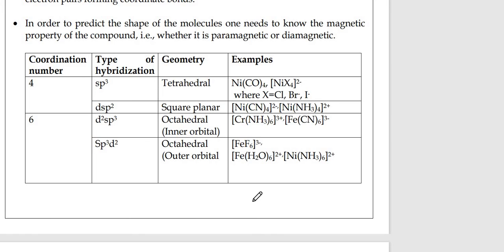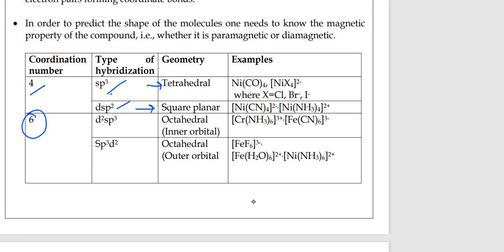Now to start with, you need to know if the coordination number is 4. We have done this in chemical bonding also. Hybridization can be sp3 or it can be dsp2. When it is sp3, the geometry will be tetrahedral. When it is dsp2, it will be square planar.